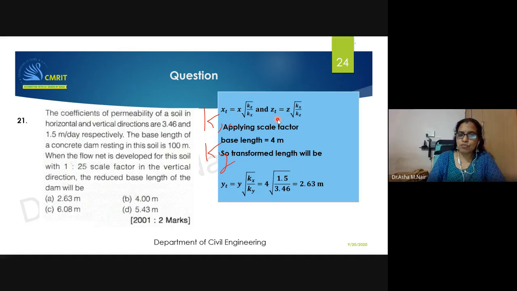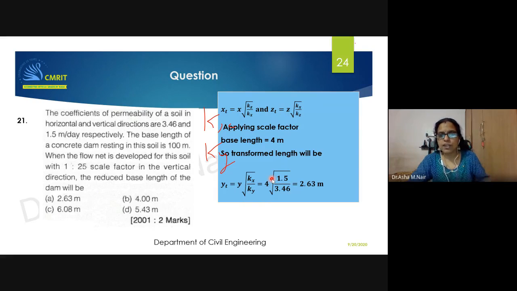Once you get 4 meters, you have to transform it with respect to the isotropic condition. How do you do this? Because in the vertical and horizontal directions, the permeabilities are different. So yt is equal to y into square root of kx by ky. What is y? Y is nothing but 4, which is the base length. So x into square root of, what is it that you require, into 1.5, so it is vertical direction divided by horizontal direction.